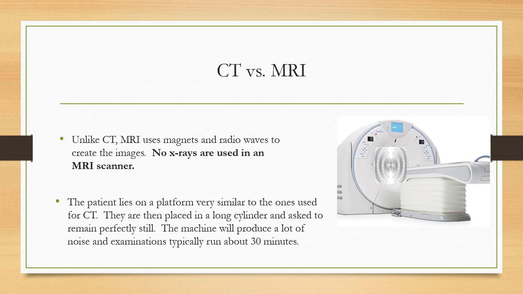Unlike CT, MRI uses magnets and radio waves to produce the image. No X-rays or radiation are used in an MRI scanner. The patient lies on a gurney very similar to the ones used for CT. They are then placed in a very long cylinder and asked to remain perfectly still. The machine will produce a lot of noise, and examinations typically run about 30 minutes.